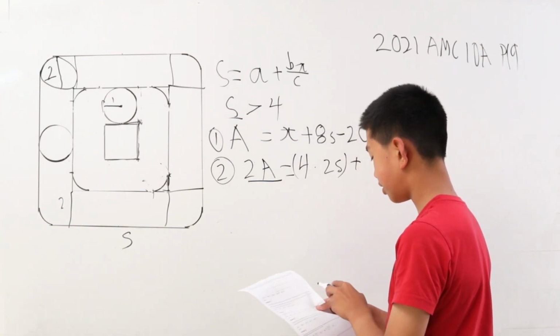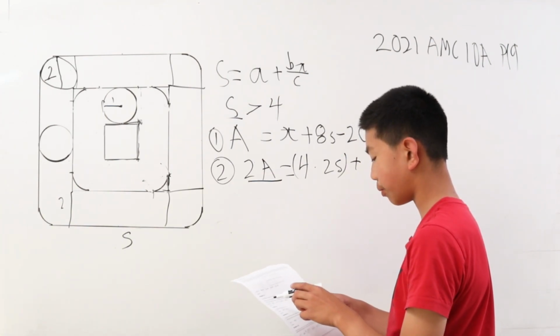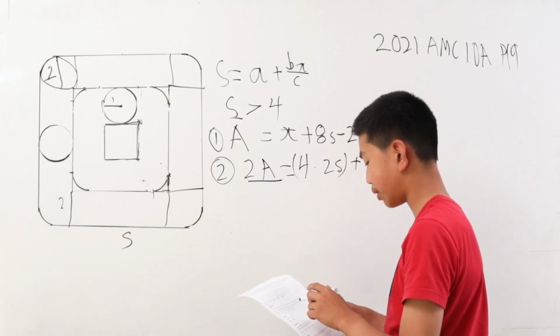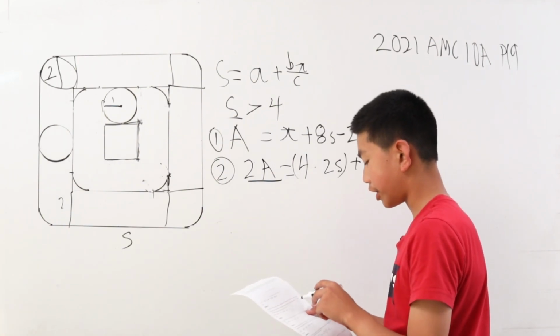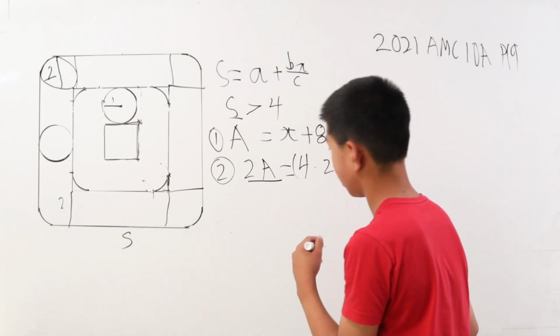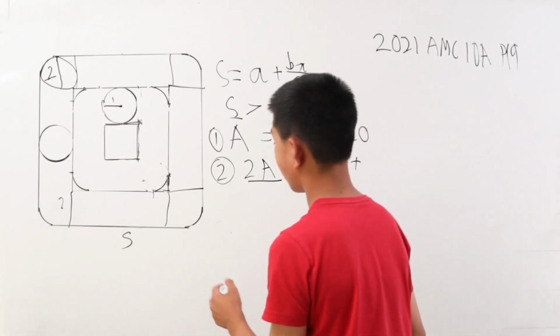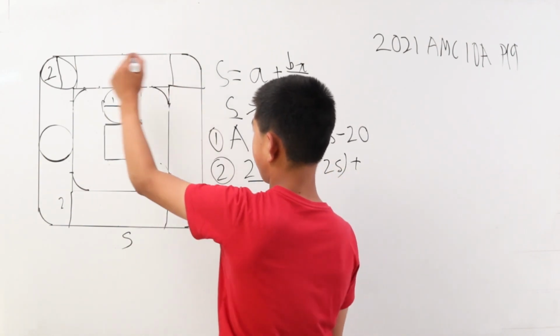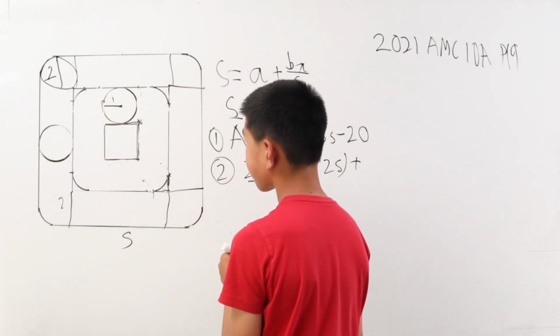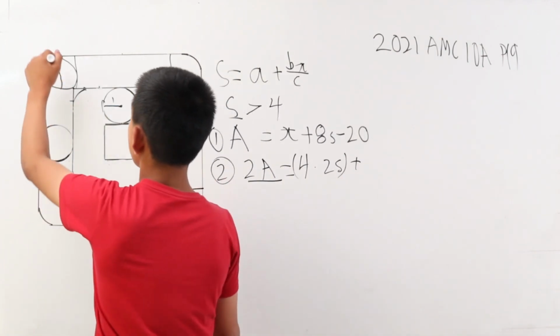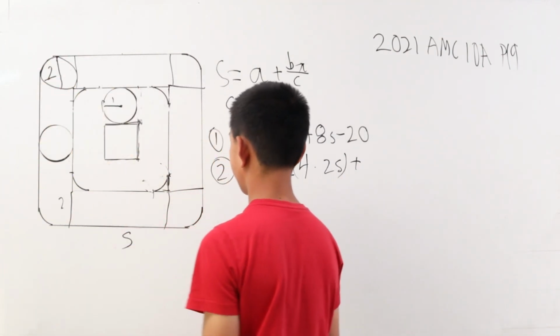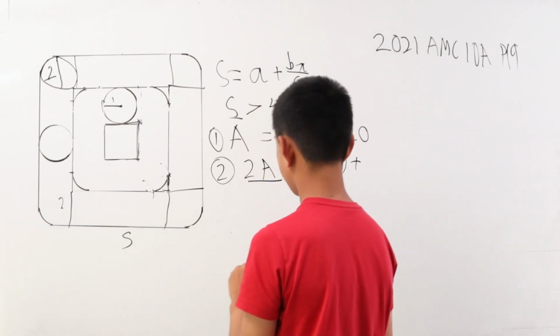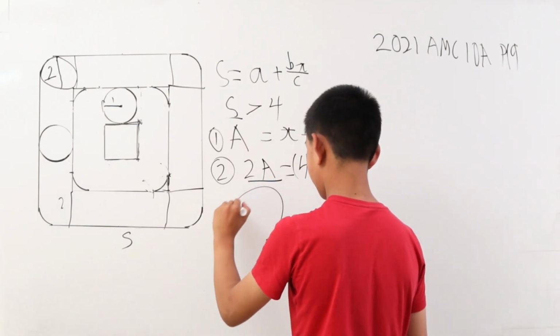Okay, it says that the second disk of radius 1 rolls all the way around the outside of the same square and sweeps out a region of area 2a. That's what the problem says. Now, we can also use the same strategy here. We want to add up all 4 of these corners. Well, now, when we form these together, we can also know the radius. So let's just draw a circle like this.